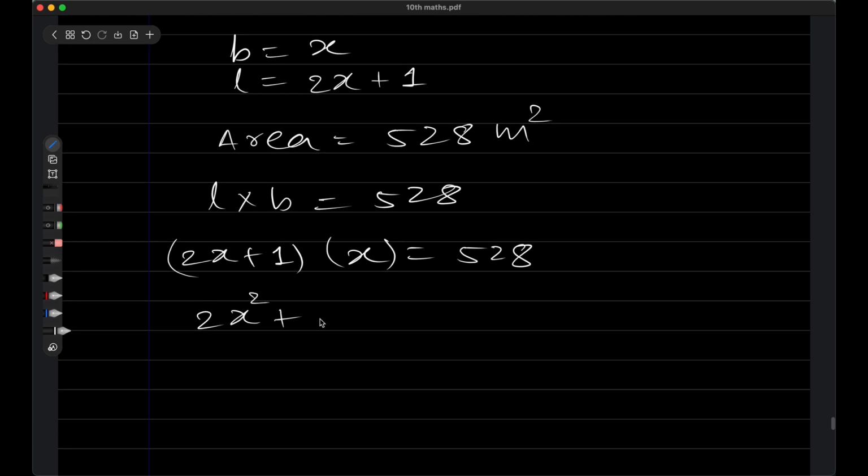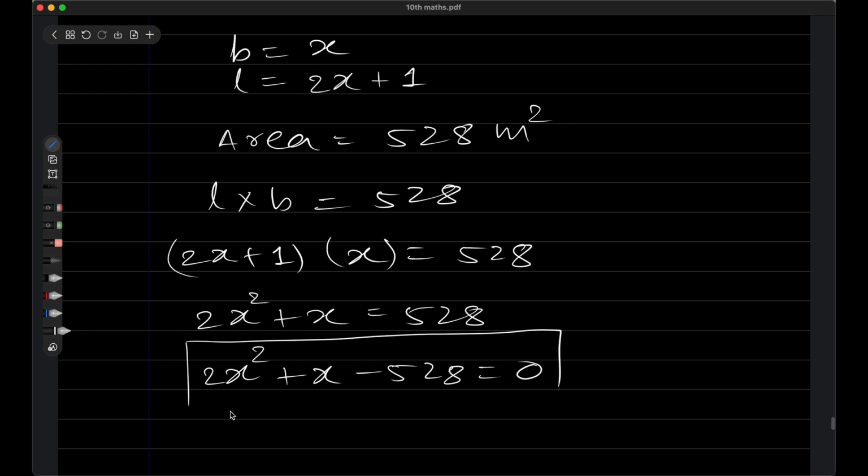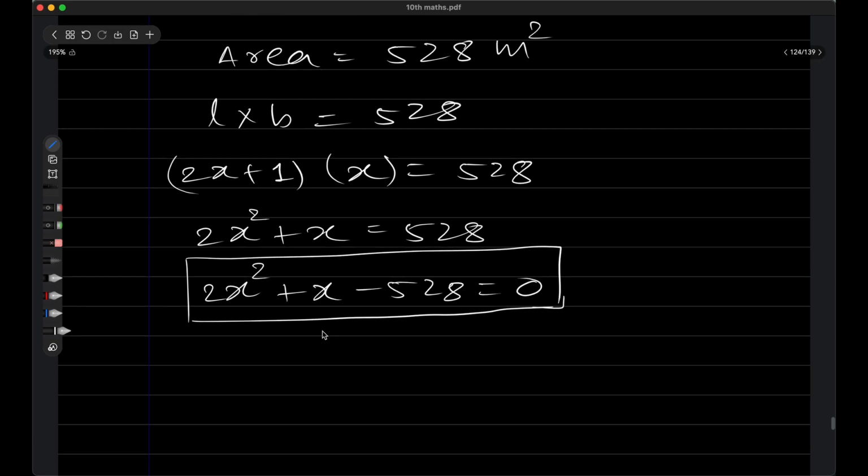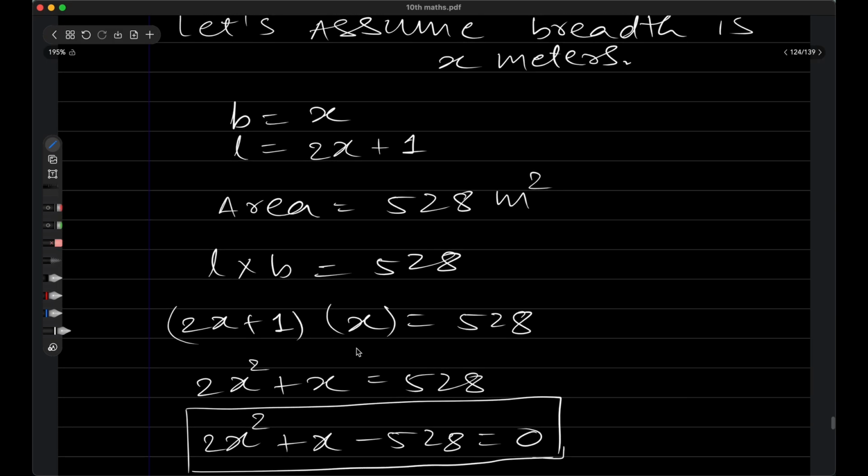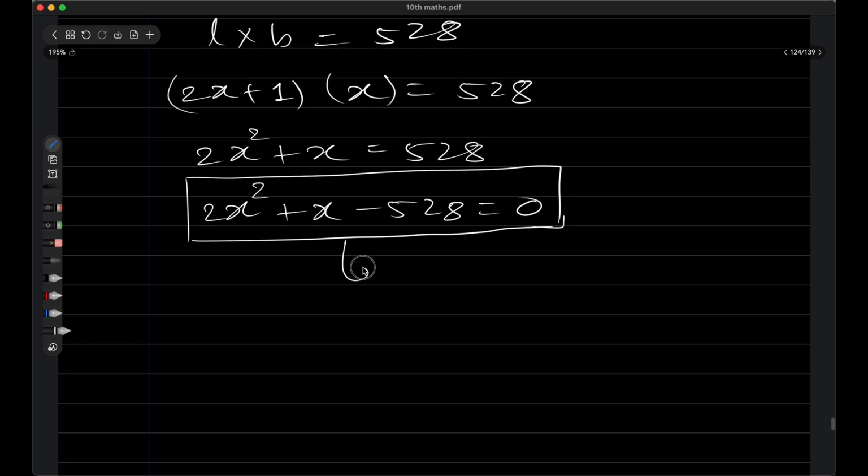2x square plus x equals 528. So we have 2x square plus x minus 528 equals 0, which is the required quadratic equation, where x is the breadth in meters.